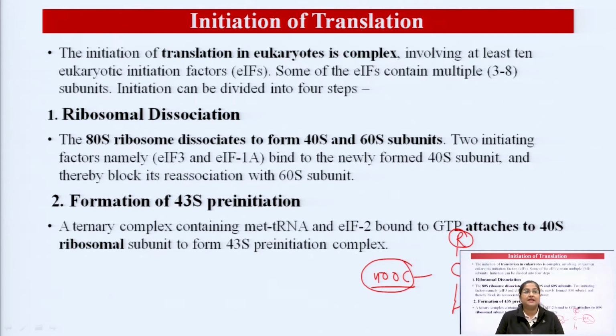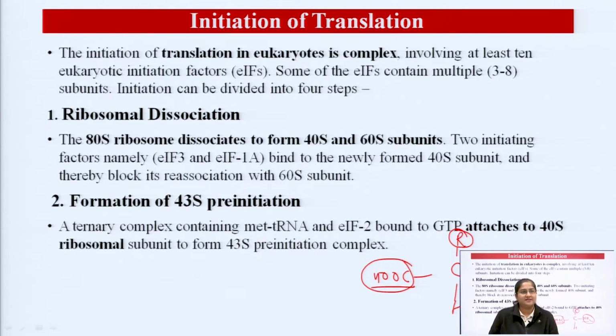It involves at least 10 eukaryotic initiation factors, which are also called EIFs. Some of the EIFs contain multiple, 3 to 8, subunits. So initiation can be of different steps. The first step is that the 80S ribosome dissociates to form 40S and 60S subunits. Here in the first step, the ribosome has to be dissociated. That means the 80S ribosome will be dissociated into two subunits, that is 40S and 60S.